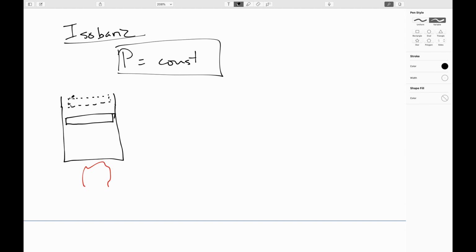But of course, we're continuing to keep inputting heat into the system. So the pressure here is going to stay the same. We did work, so heat is going in to do work to raise the piston.